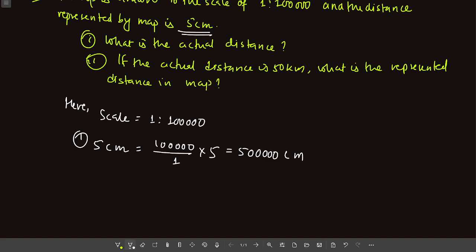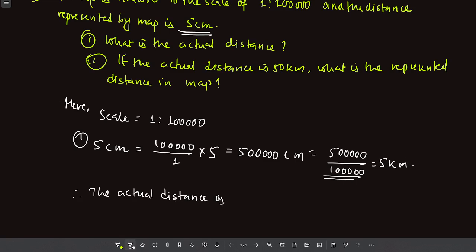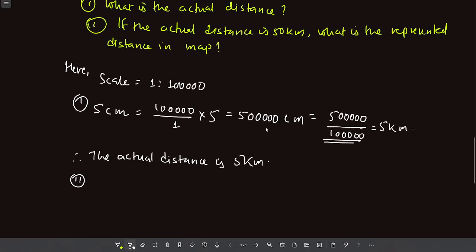5 lakh centimeter. 5 lakh centimeter means this 5 lakh over 1 lakh. 1 lakh is done because 1 lakh centimeter equals to 1 kilometer. So it will be equal to 5 kilometers. And similarly, the second question, okay, let's give conclusion also. Therefore, the actual distance is 5 kilometers.